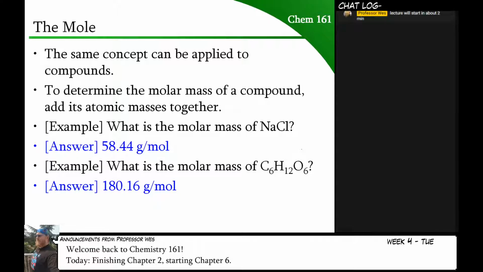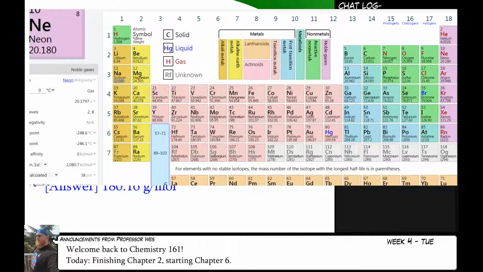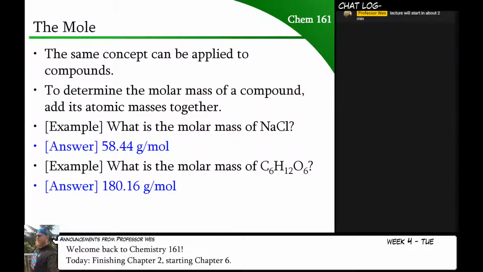Same thing with sugar. I could just add up all these numbers on the periodic table here. So I could take whatever carbon is and multiply it by 6, then whatever hydrogen is and multiply it by 12, and then whatever oxygen is and multiply it by 6. There's got to be an easier way, and there is. And that's what we go to Lenntech for.